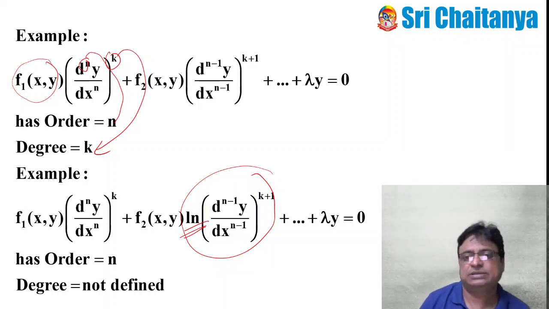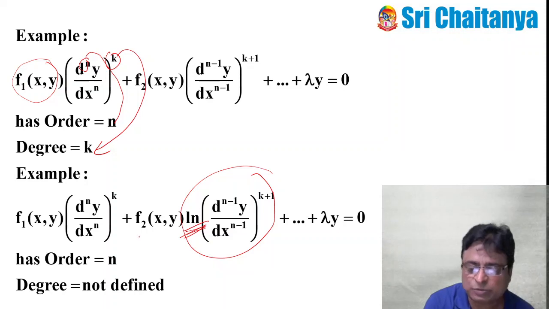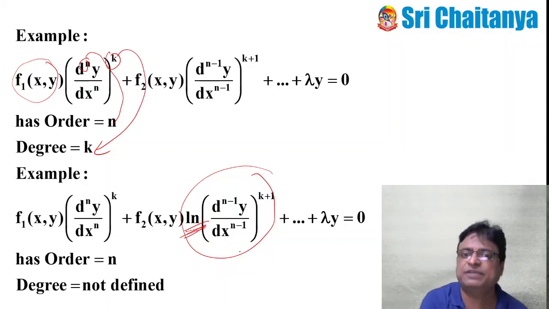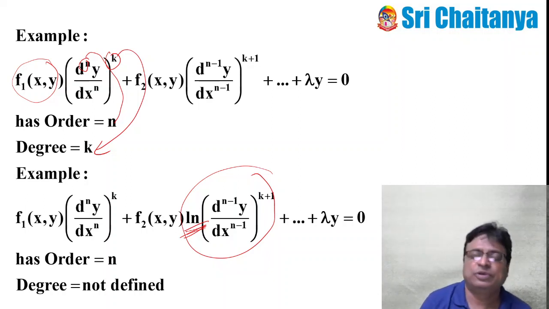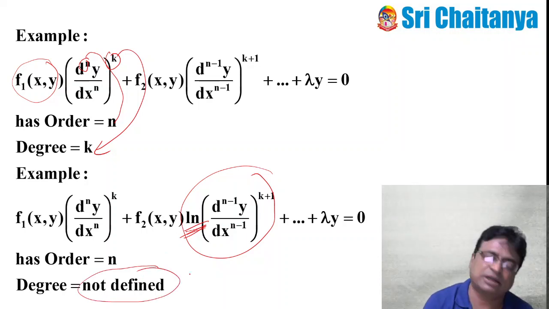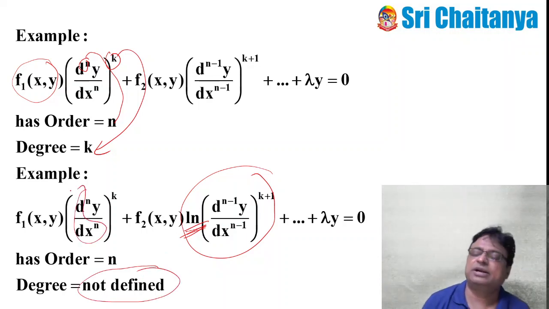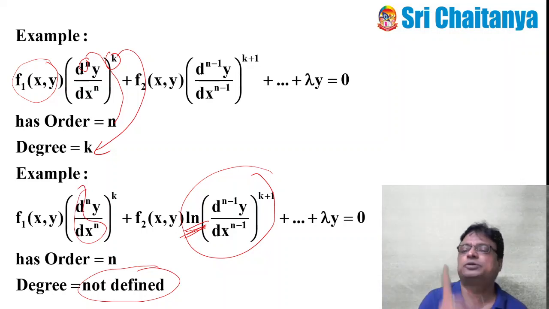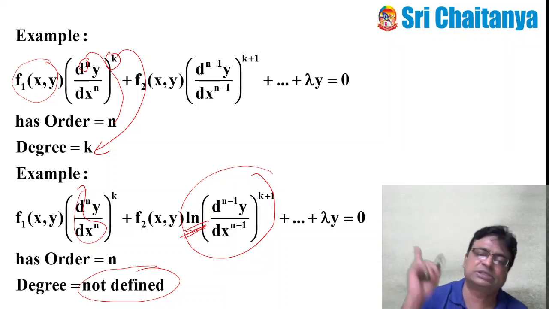That's an infinite series. Due to this, it is not possible to express the entire equation as polynomials of the differential coefficients. So here, the degree of this equation is not defined, but the order is defined. What I am going to say is, for every differential equation, order should exist, but degree need not. But if they exist, they are always non-negative integers.